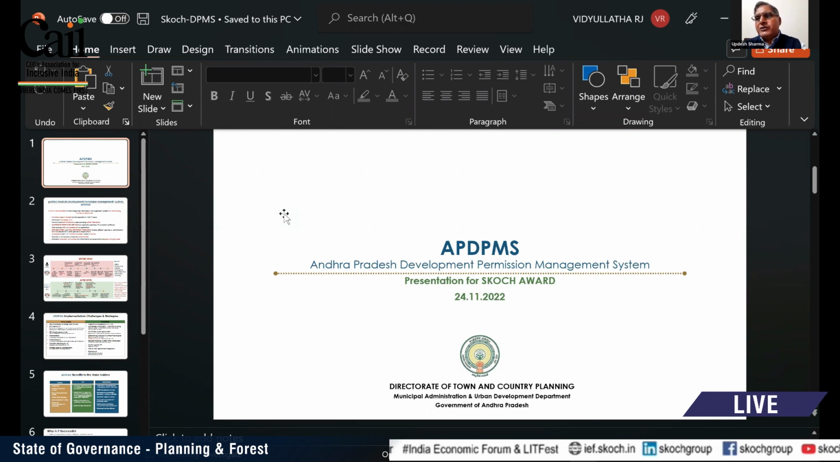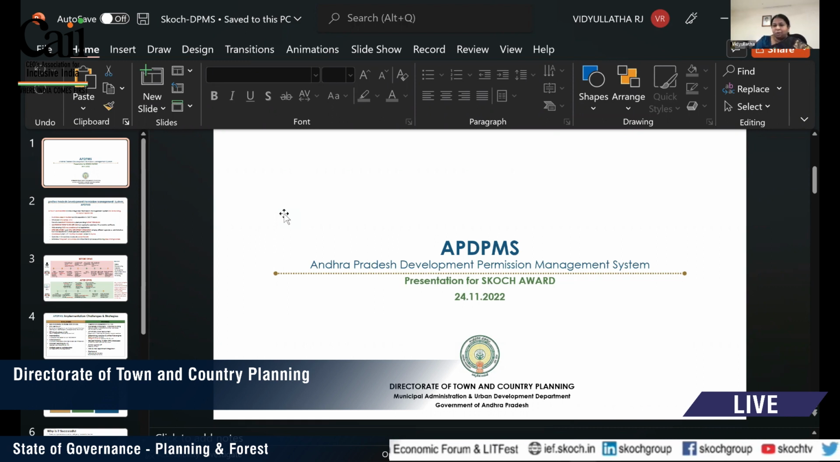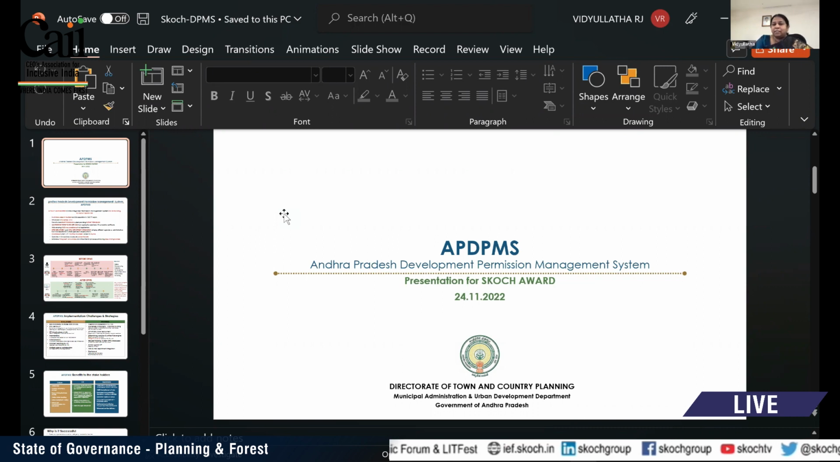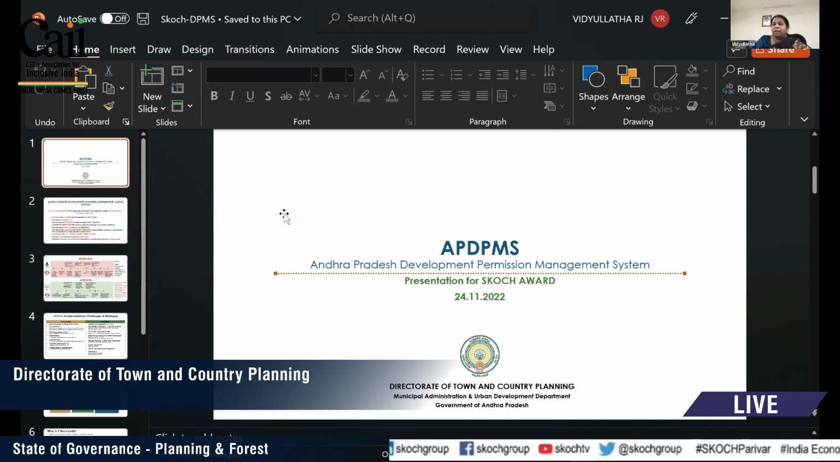Sir, let me tell you that unauthorized constructions happen in AP also. I don't say that it is not there, but we have developed an online monitoring system for that also. USIMS, the unauthorized construction information management system, and we have tied up the APDPMS with that system. We also have the unique ward secretariat system in our state. In the ULBs, the smallest administrative unit is the ward secretariat. A ward planning and regulation secretary is there for every 2,000 houses.